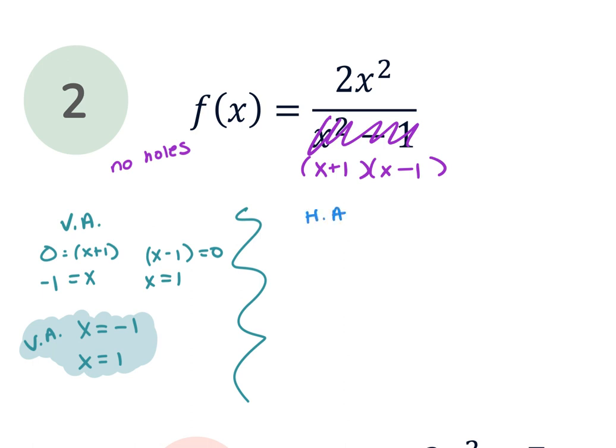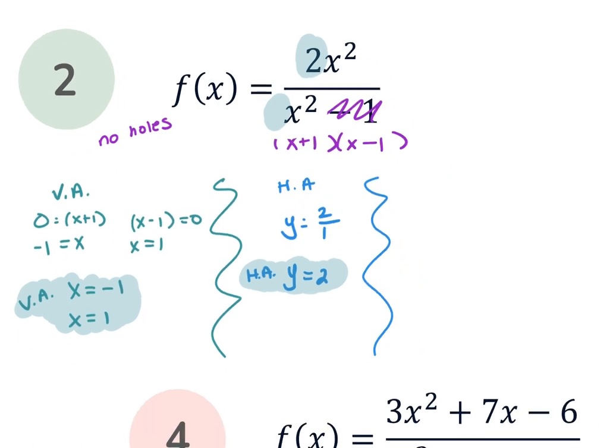Then I go to horizontal asymptotes. To do that, I want to look back at my original exponents because I crossed through it. What would have been the highest exponent in my numerator? 2. Highest exponent in the denominator? 2, which means this is a leading coefficient scenario. y equals the leading coefficient on the top, which is 2, over the leading coefficient on the bottom, which would technically be a 1. So y equals 2 is my horizontal asymptote. Is there a slant? Nope.